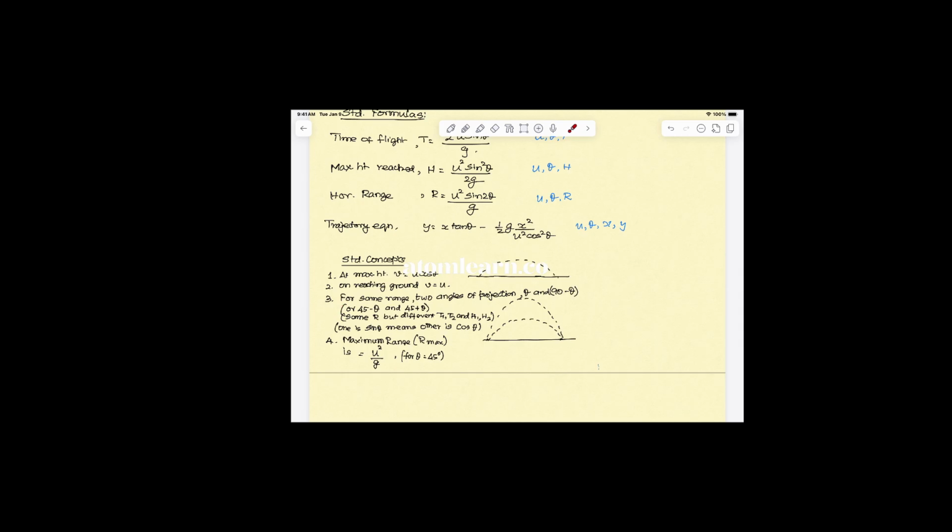You can also put it this way: suppose 45 degrees gives the highest value, then 45 minus some particular angle alpha and 45 plus the same angle alpha will both give the same range. That means when the projection angles are equally inclined to the maximum-range angle of 45 degrees, 45 minus theta and 45 plus theta give the same range R, which is less than R max. That is the concept which is involved here. Understood? Okay, fine.